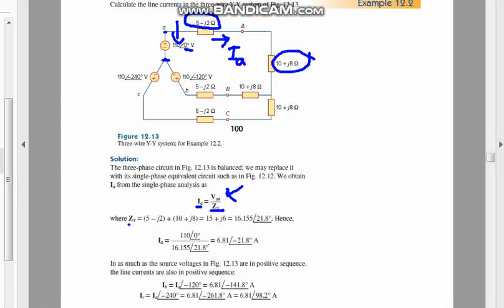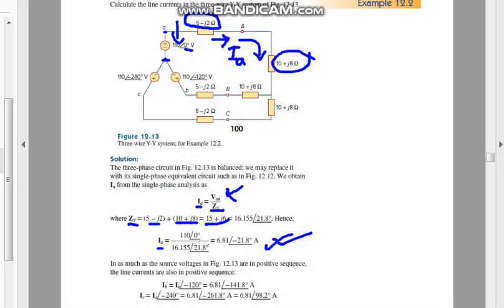Now further, you have to find Z_Y. Z_Y is 5 minus j2 plus 10 plus j8, as it is in series. So the resultant will be this, and after you divide both, you can find the line current. So that is the first line current.